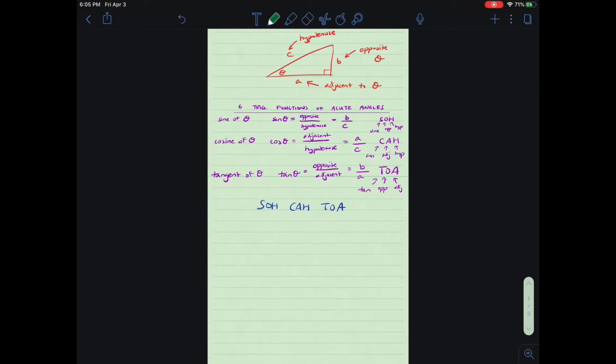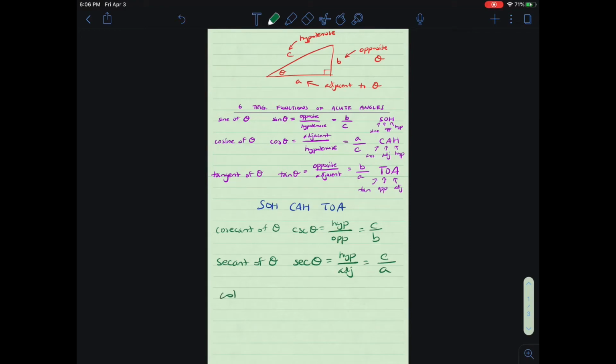Another trig function would be cosecant of theta, which we can abbreviate as CSC. And so cosecant of theta is defined to be the hypotenuse over the opposite, which would be C over B. And then we have secant of theta, and that's going to be abbreviated using the letters SEC, just the first three letters. And secant of theta would be defined to be the hypotenuse over the adjacent, which in this case would be C over A.